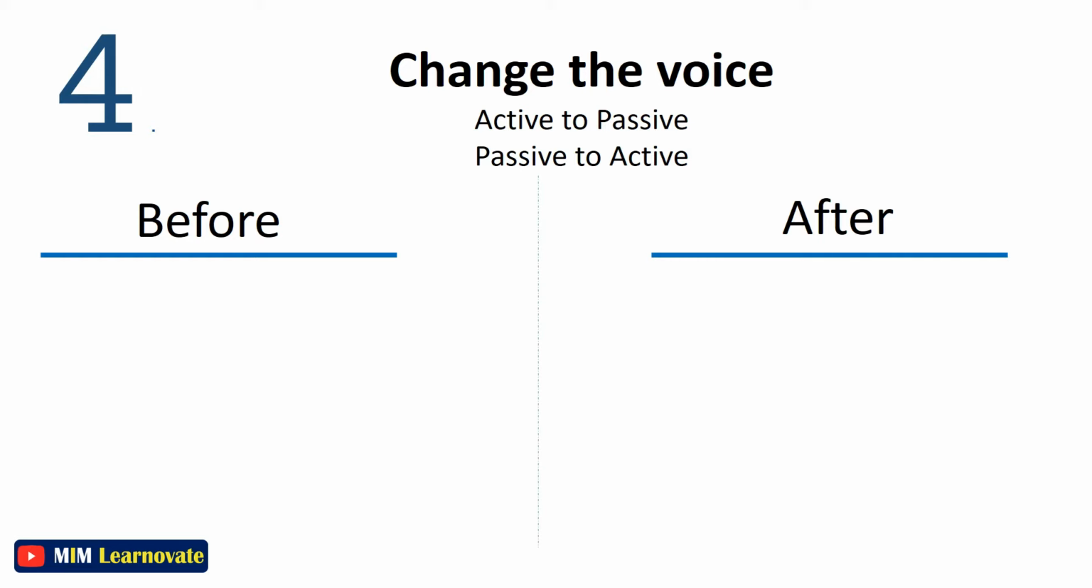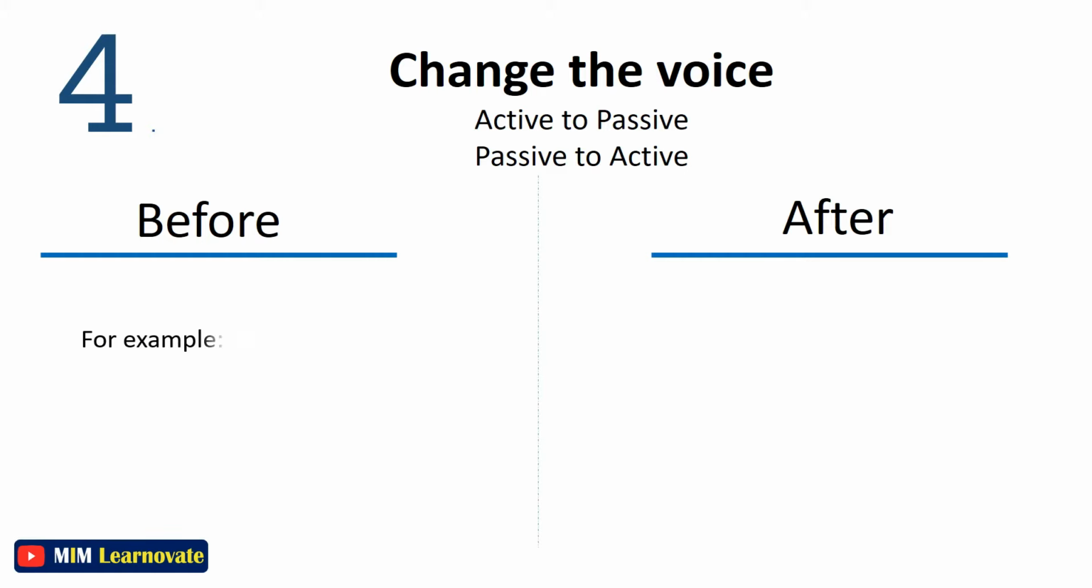Tip number 4. Change the voice. Try changing the voice from the original passage. If it is in the active voice, use a passive voice to modify it. And if it is in the passive voice, use active voice to modify it.